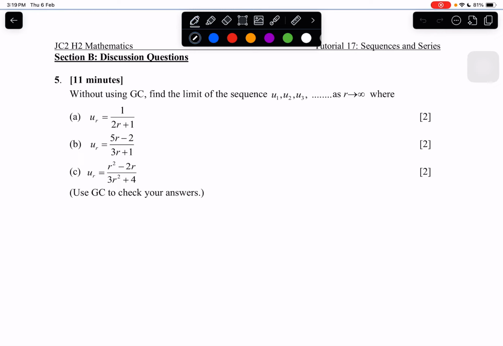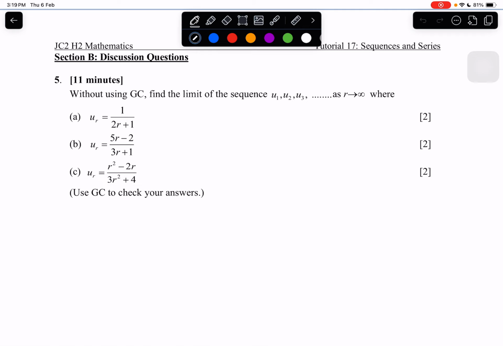Okay, hi everyone. So in the tutorial we started tutorial chapter 17, on sequences and series. Yesterday we only covered two questions, question 5 and question 6. So without further ado, let's start with question 5.